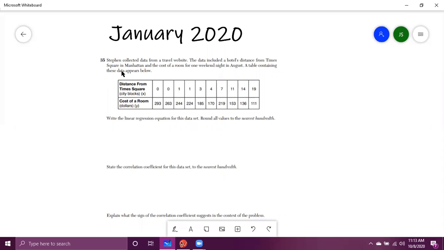And it says, Stephen collected data from a travel website. The data included a hotel's distance from Times Square in Manhattan and the cost of a room for one weekend night in August. A table containing these data appears below. So here we have this table. It says distance from Times Square, this is in city blocks, and then the cost of a room in dollars.